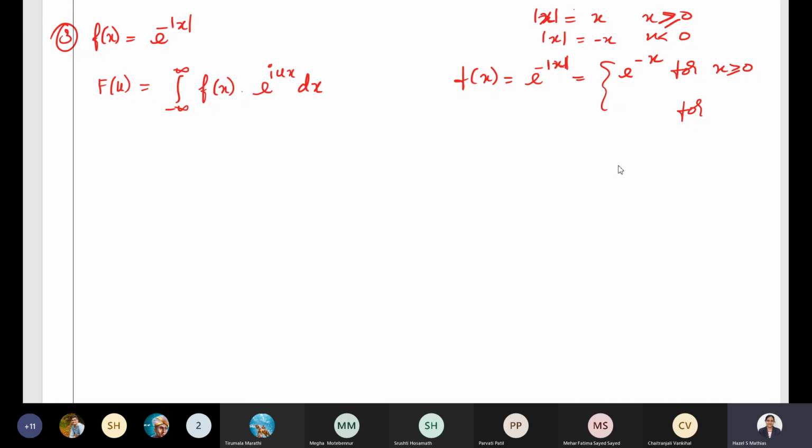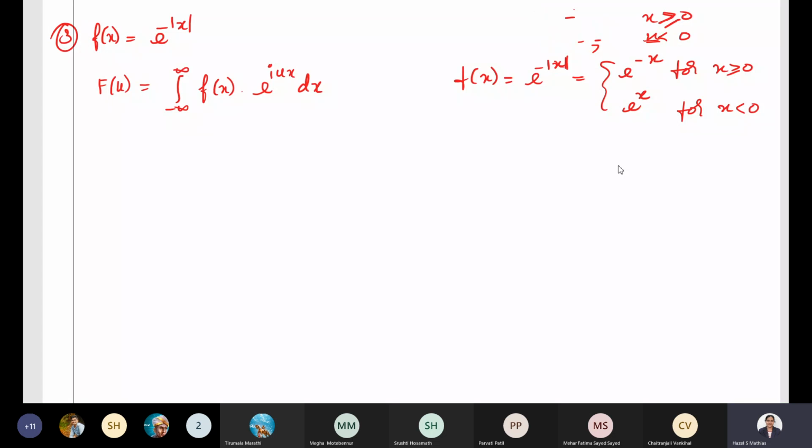X is greater than or equal to 0 means mod x value will be plus x itself. But here we have e power minus, so you will have e power minus x. Now when you take x less than 0, x is negative for all the values of x we are talking about. So e power minus of minus will become e power plus x. This is the meaning. This is how it is defined.